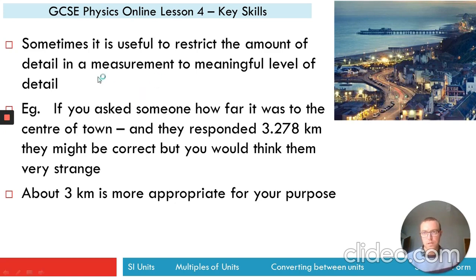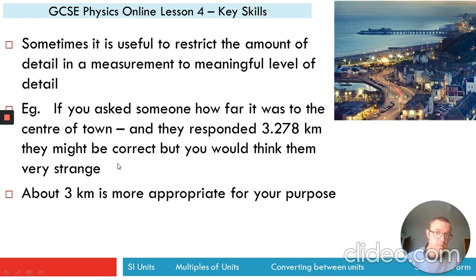Why might we do this in science? Why might we care about significant figures? Sometimes it's useful to restrict the amount of detail in a measurement so that it makes it a bit more meaningful to us. For example, if you asked someone how far it was to the centre of town, there we go, there's Hastings here, and they responded it's 3.278 kilometres.